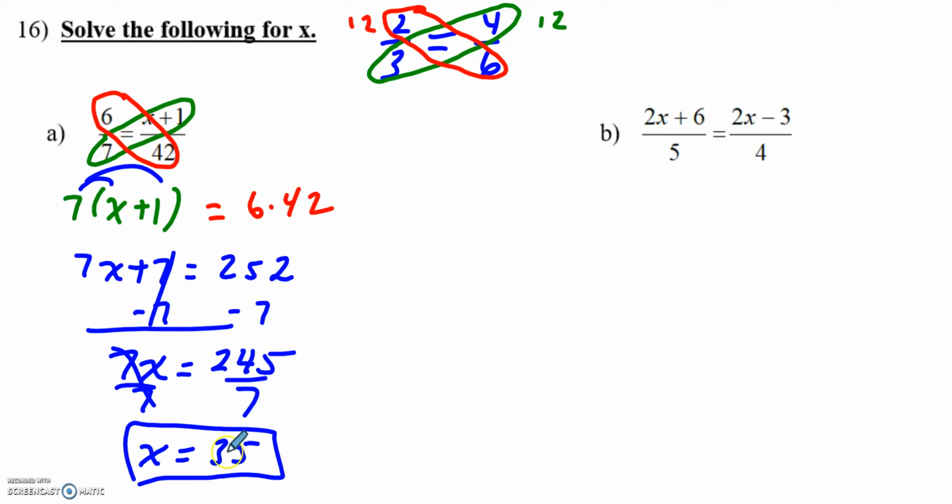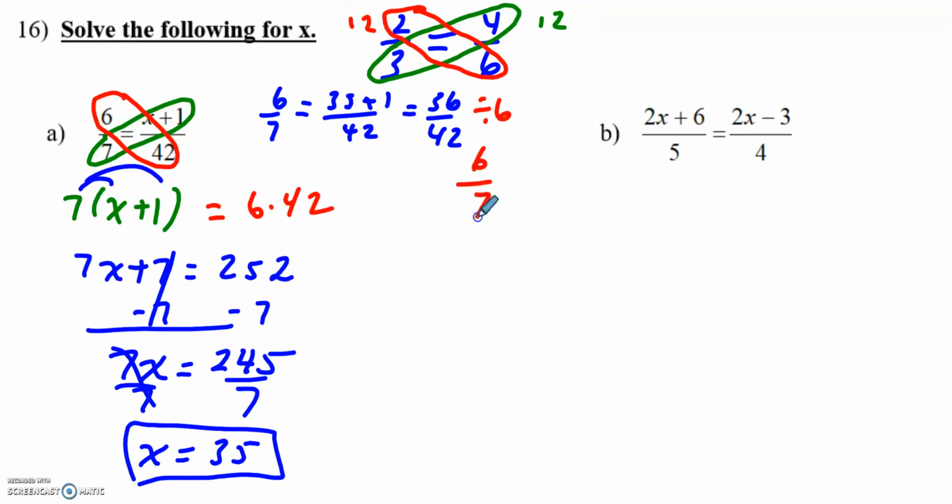And if you're not sure this is correct, you could always plug 35 back in here. So you'd have 6/7. Is that the same as 35 plus 1 over 42? And 35 plus 1 over 42 is 36 over 42. And if I take a 6 out of both of these, 36 divided by 6 is 6, 42 divided by 6 is 7, which is equivalent to 6/7. So plugging back in is always a good idea.